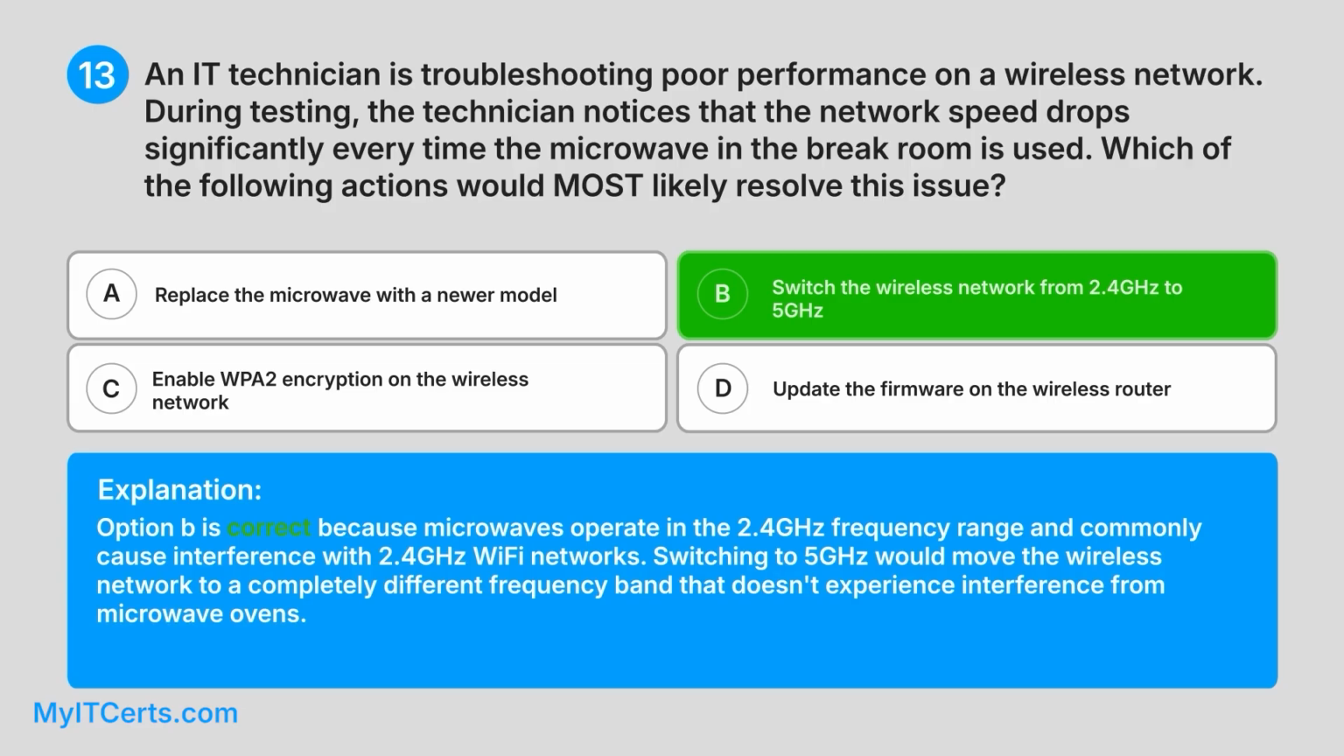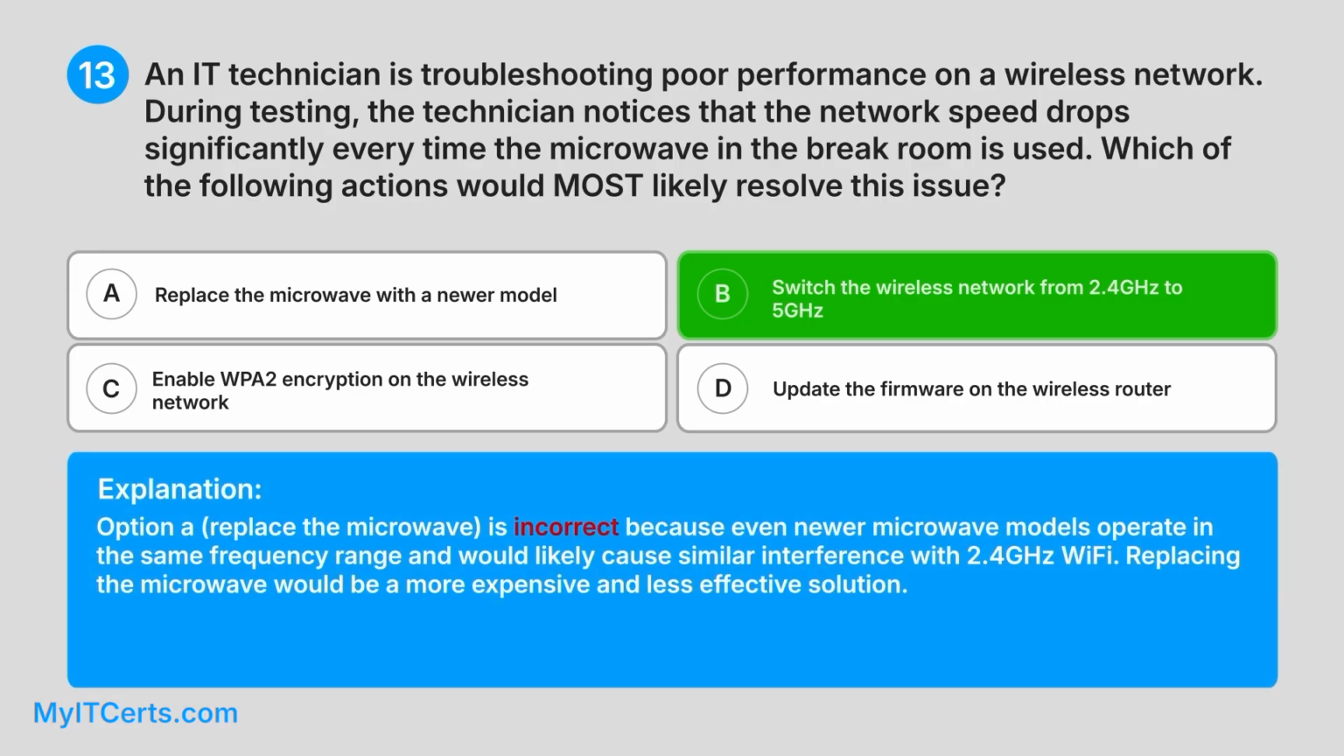Explanation. Option B is correct because microwaves operate in the 2.4 GHz frequency range and commonly cause interference with 2.4 GHz Wi-Fi networks. Switching to 5 GHz would move the wireless network to a completely different frequency band that doesn't experience interference from microwave ovens.